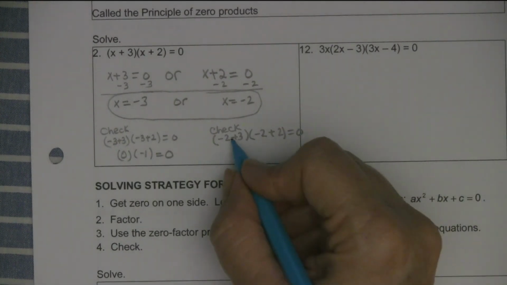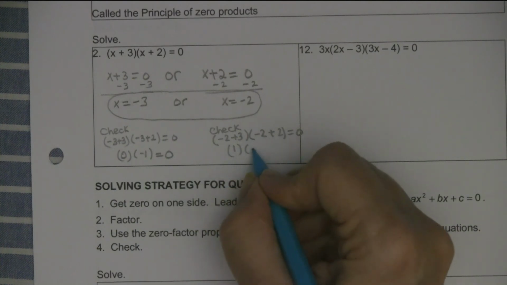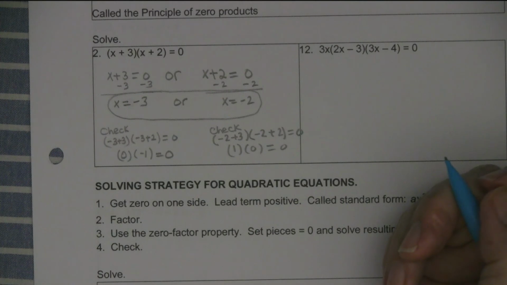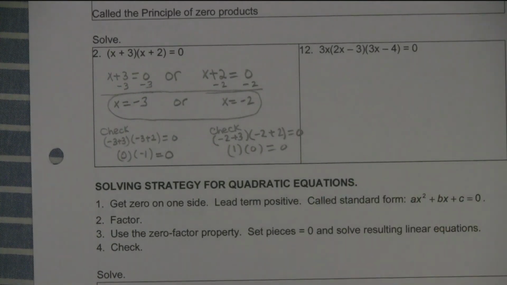And so here I get 1, and here I get 0, right? And then when you multiply them together, you get 0. So that's how it works to solve the problem, by making one piece be 0.